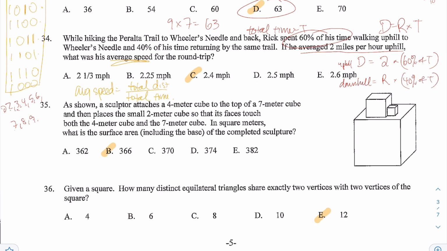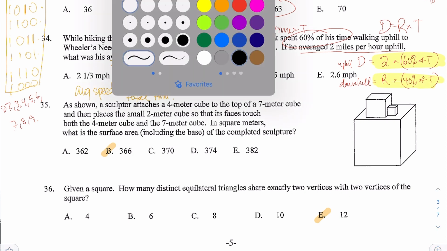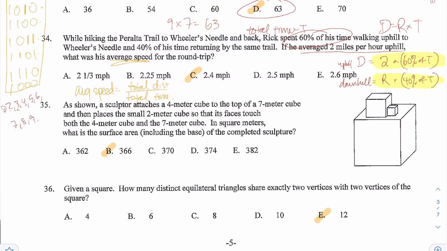Now, one thing to note is that the distance going uphill, 2 times 60% of T, is equal to the downhill, R times 40% of T. So you have to set them equal. The distance is the same. It's the same trail. So you can set these two equations equal.